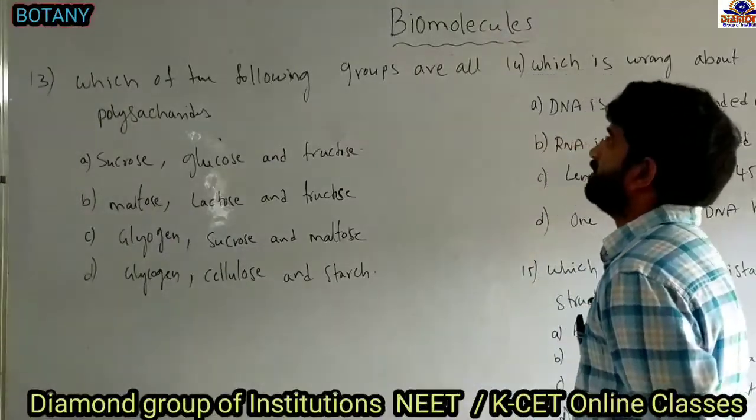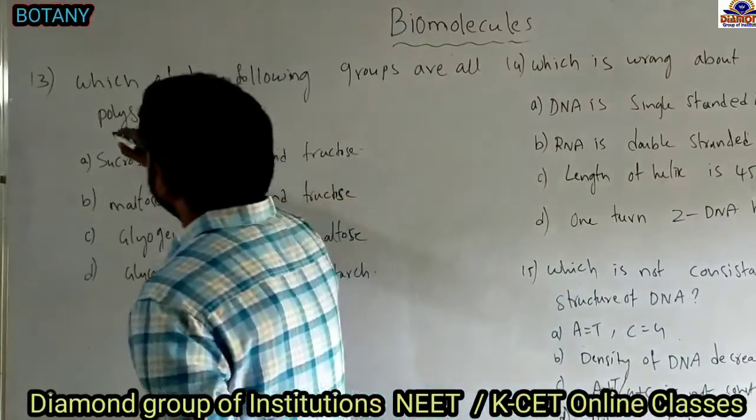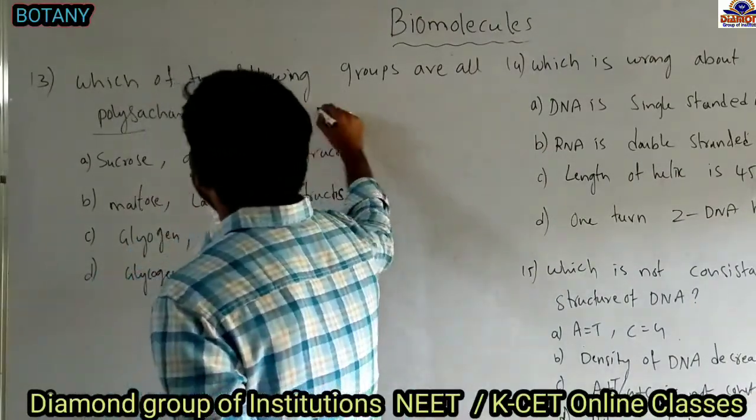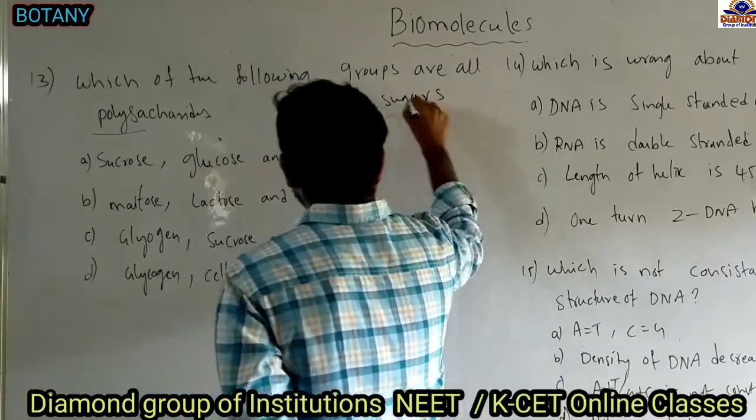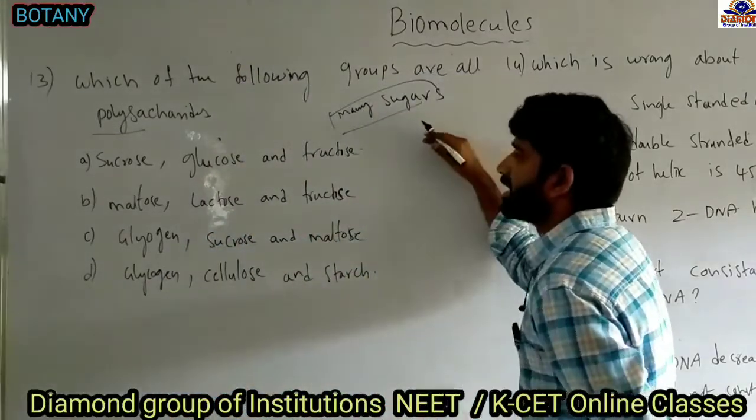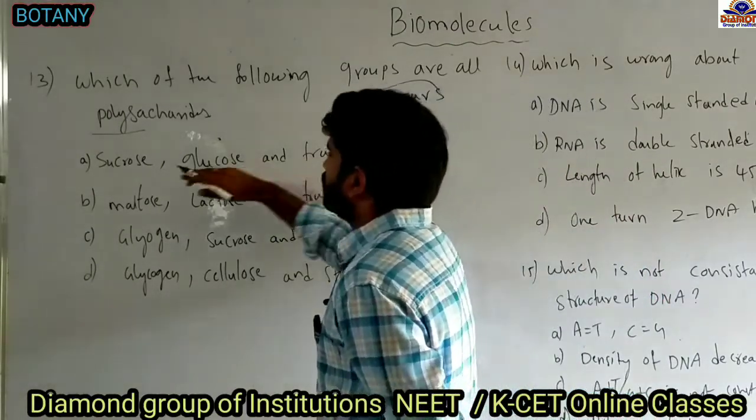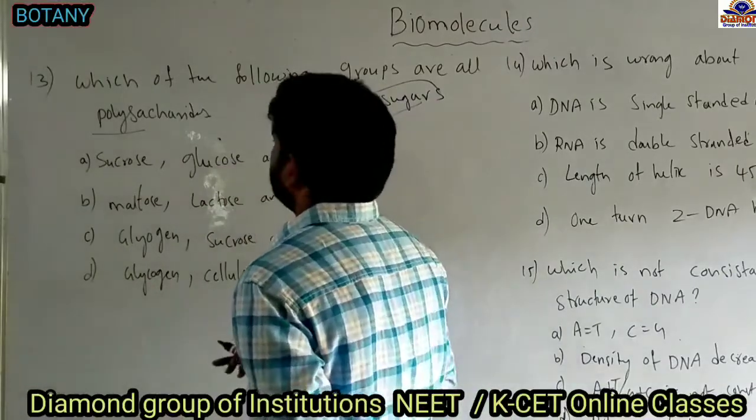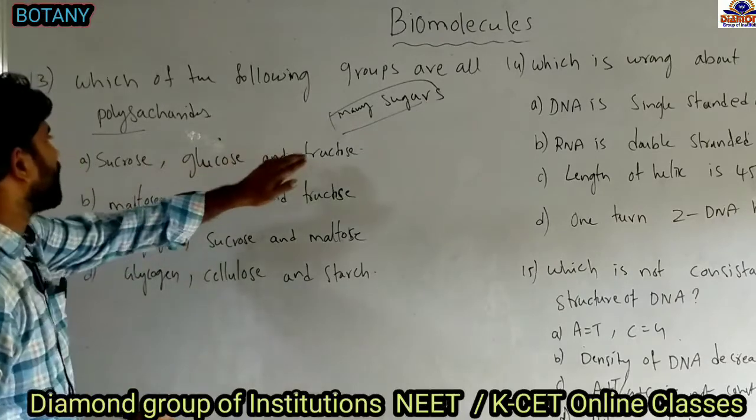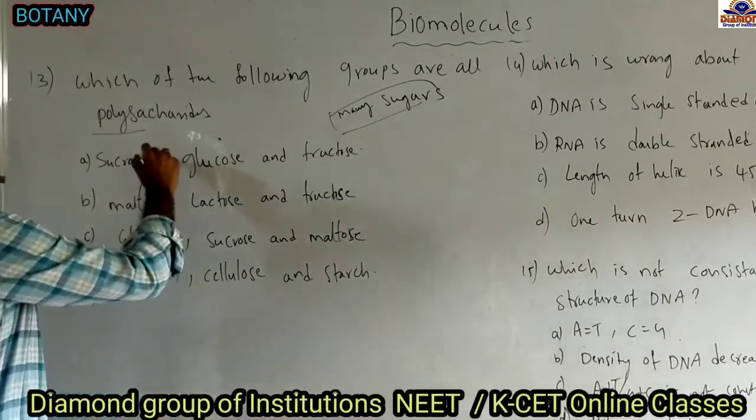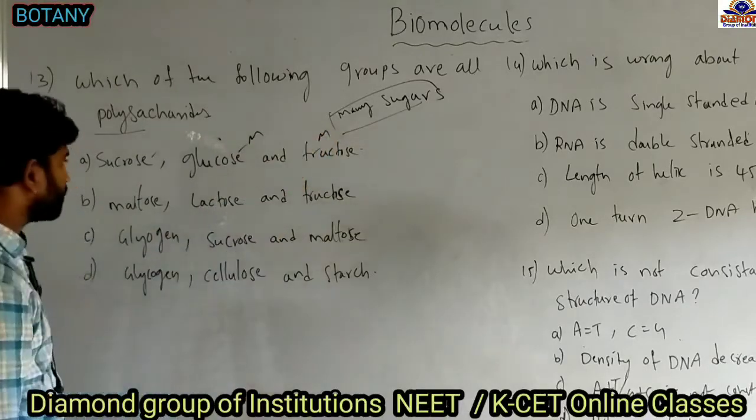Next question, which of the following groups are all polysaccharides? Poly means many, saccharides means sugars. Which of the given options contain only polysaccharides? The options are sucrose, glucose, and fructose. Sucrose is a disaccharide, glucose is a monosaccharide, and fructose is also a monosaccharide.